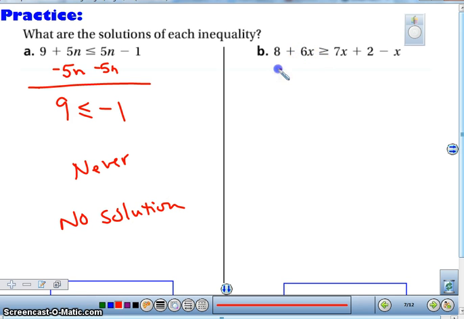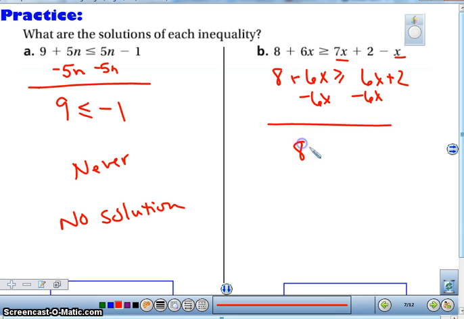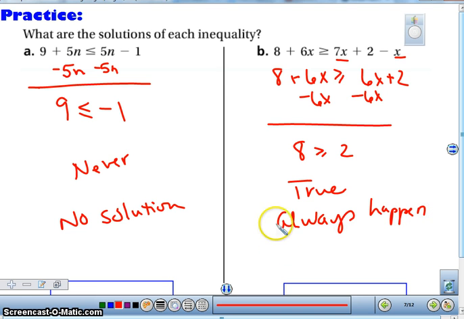In this case, we have 8 plus 6x is greater or equal, adding our like terms, 6x plus 2. We subtract 6x from both sides, and 8 is greater or equal to 2. That is true. That will always happen. So what is our answer? Our answer is all real numbers. So x is equal to, all real numbers will work.